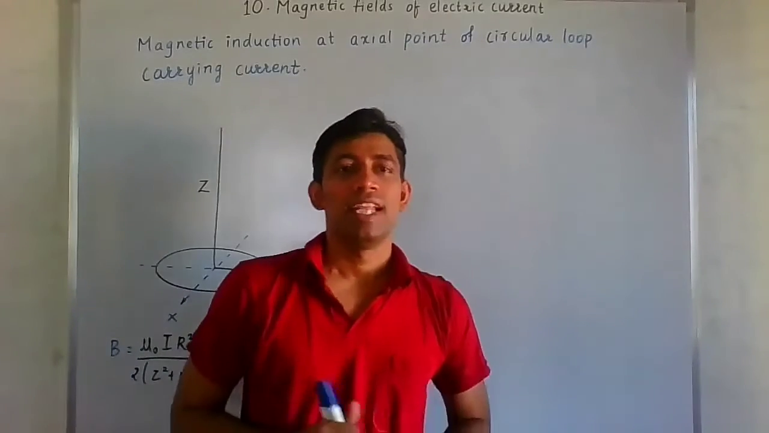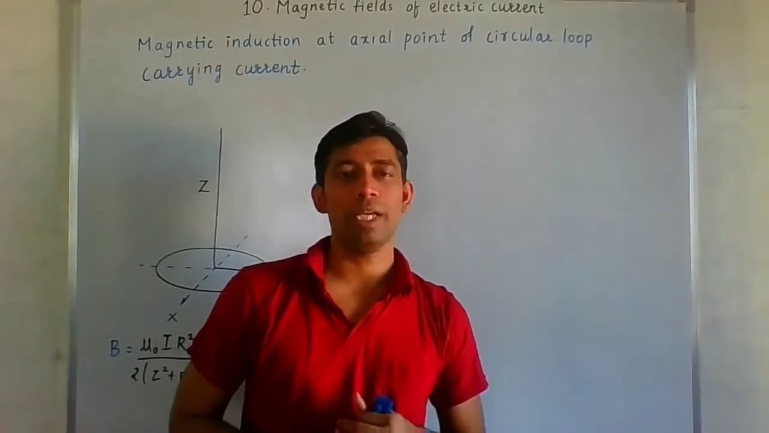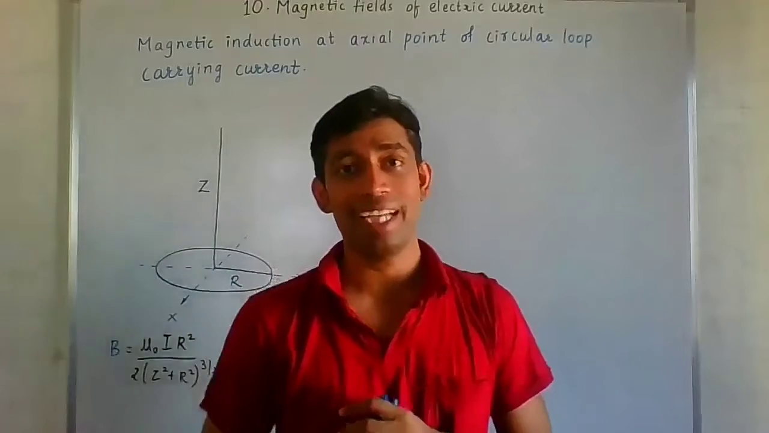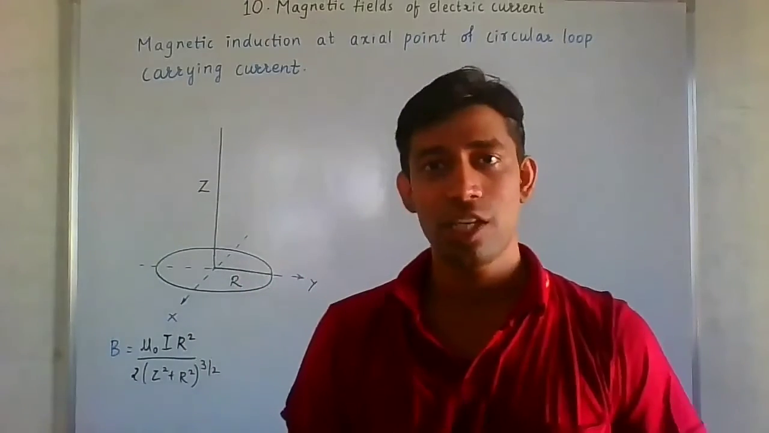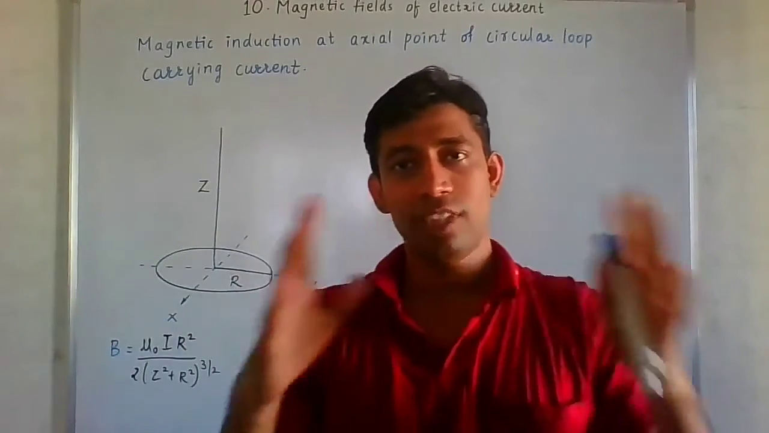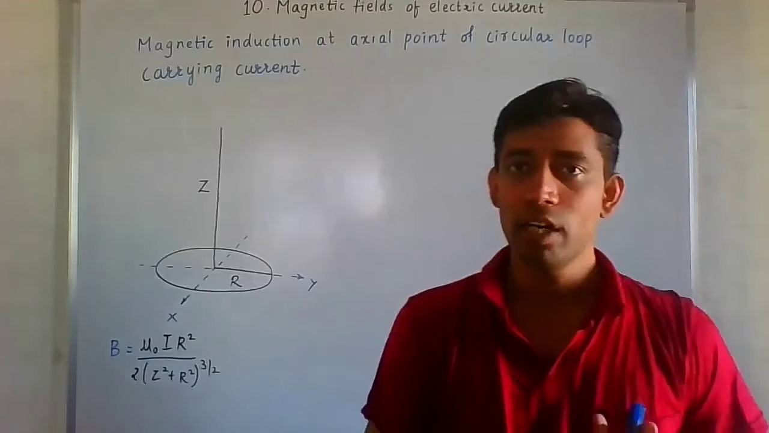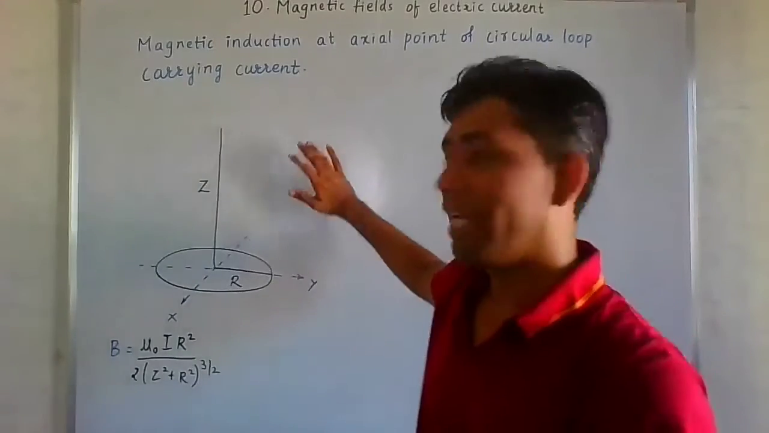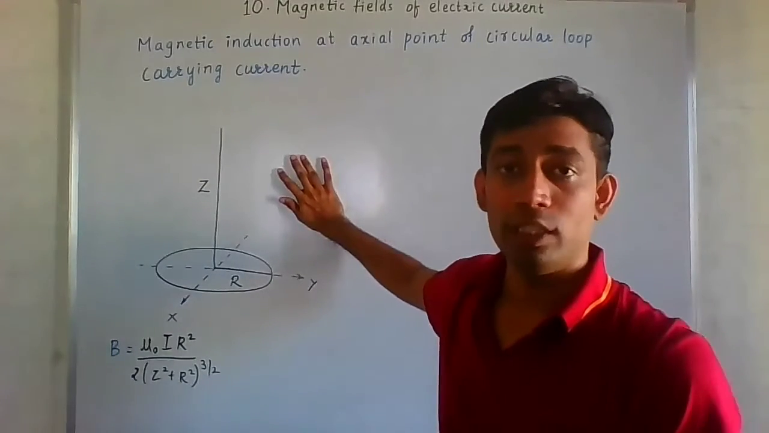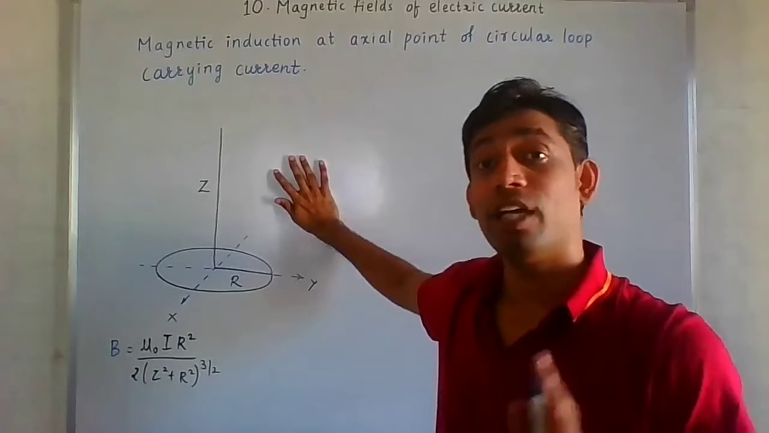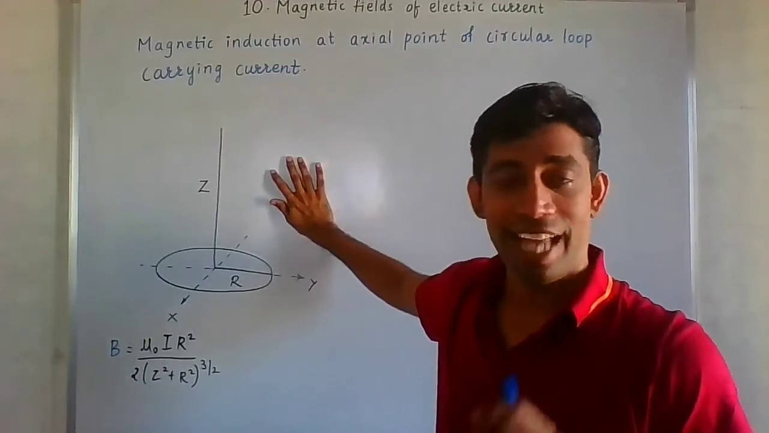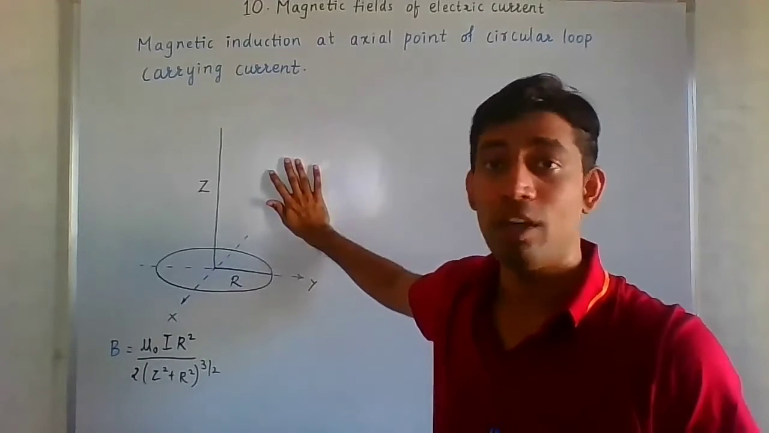Hello students, let's move on to our next topic, which is finding magnetic induction at an axial point of a circular loop which is carrying a current. Okay, so you can see the diagram over here. What is to be noted over here is we are going to find magnetic induction at an axial point. Now, what is the meaning of axial point?